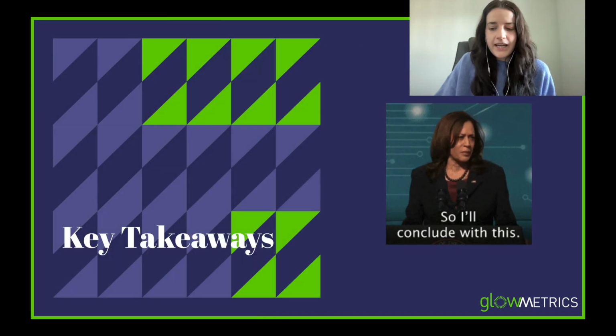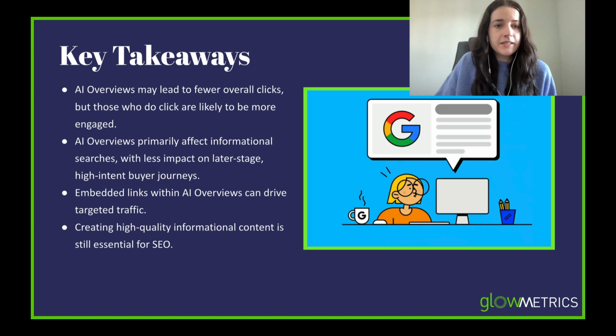So the key takeaways: AI overviews may lead to fewer overall clicks, but those who do click are likely to be more engaged. AI overviews primarily affect informational searches, with less impact on the later stage, high intent buyer journeys. Embedded links within AI overviews can drive targeted traffic to your site, and creating high quality informational content is still essential for SEO and therefore AIOs as well.